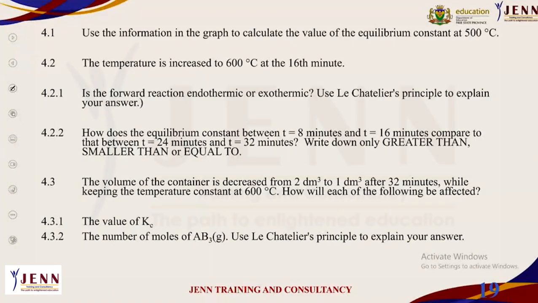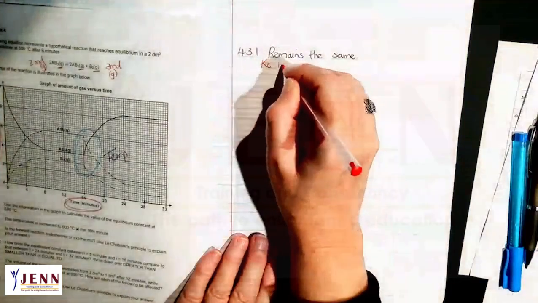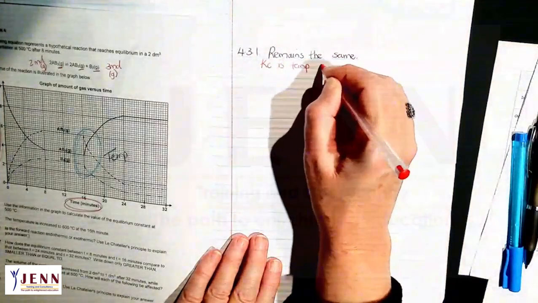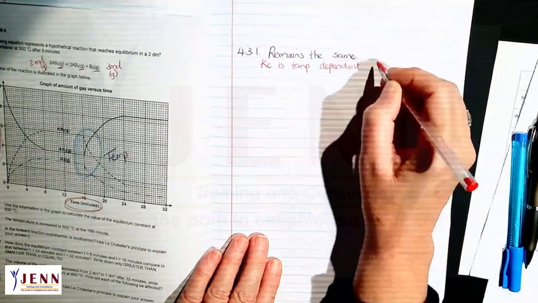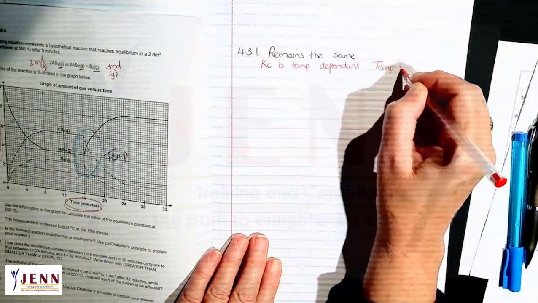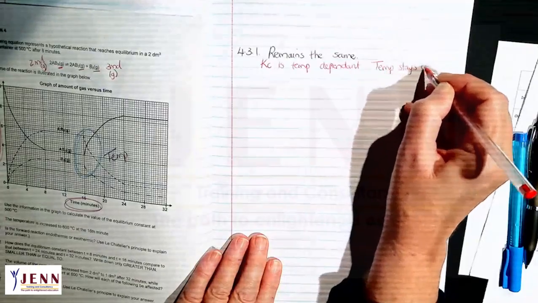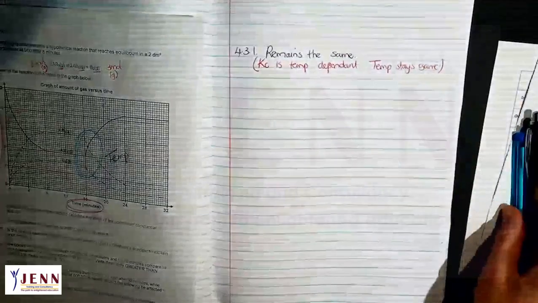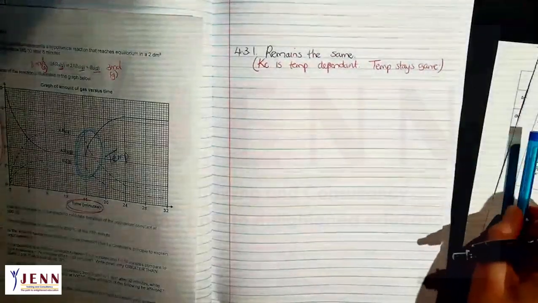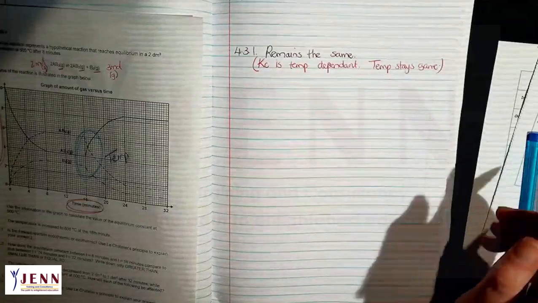I'm just going to write for yourself here. Kc is temperature dependent, and the temperature stays the same. So that means Kc will remain the same because Kc only depends on temperature.